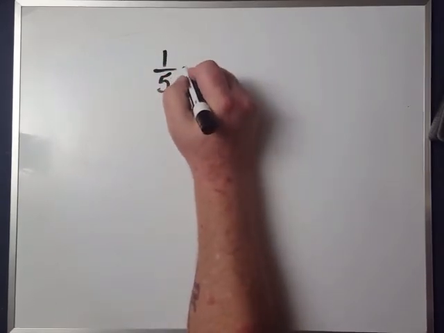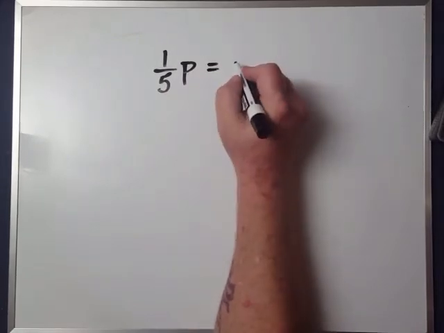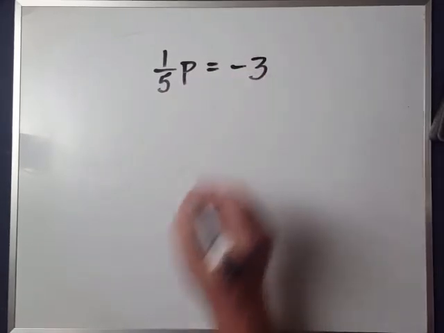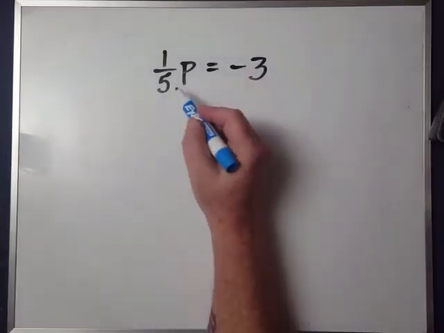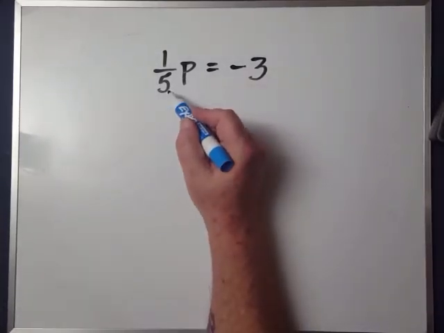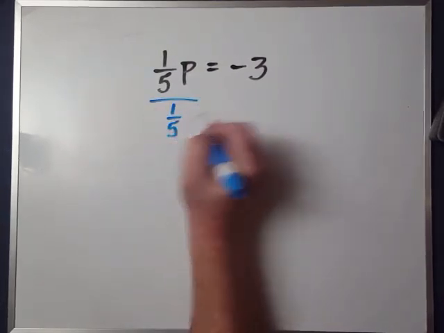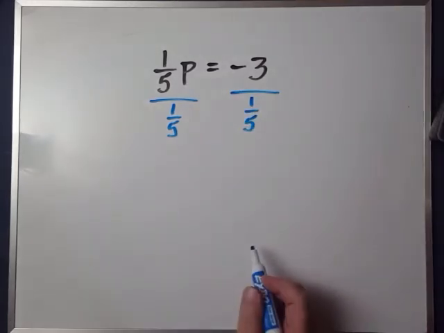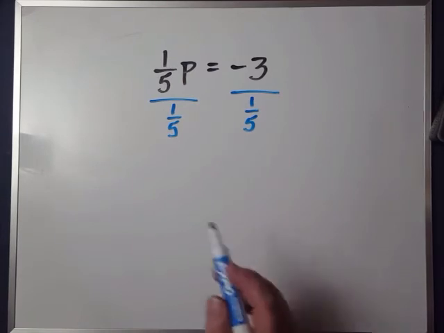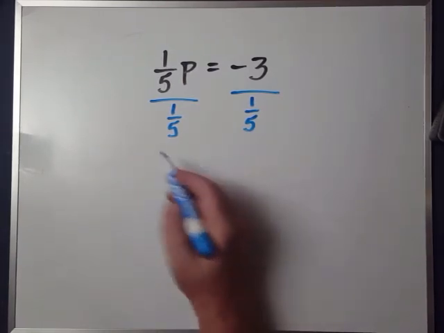This time, our coefficient on our variable is a fraction. Now, I could say that the p is being multiplied by 1/5. And so I can divide both sides by 1/5. This is not the way I'm going to recommend that we do the problem. Remember that when you divide by a fraction, you flip and multiply.